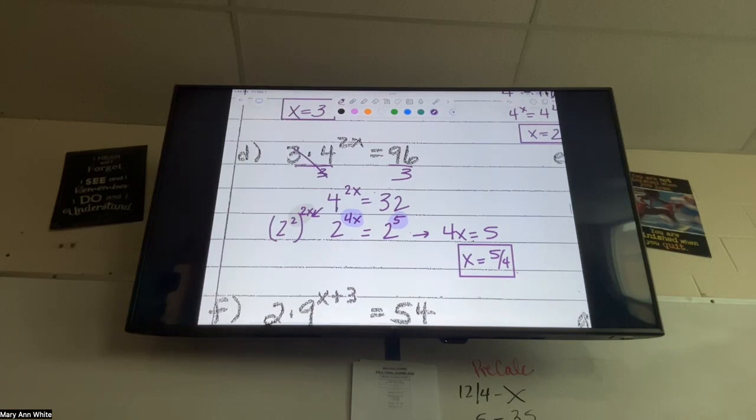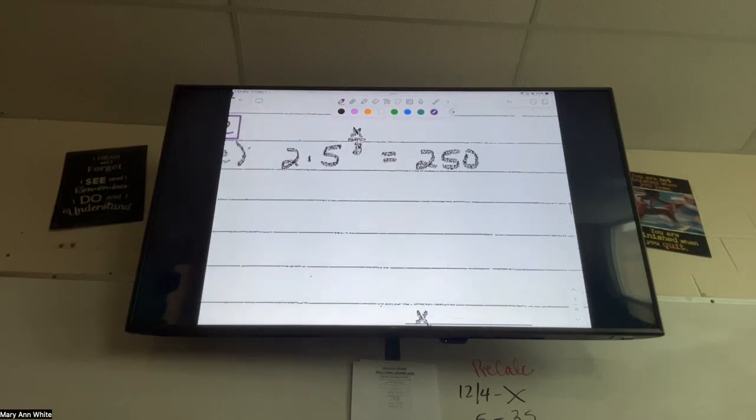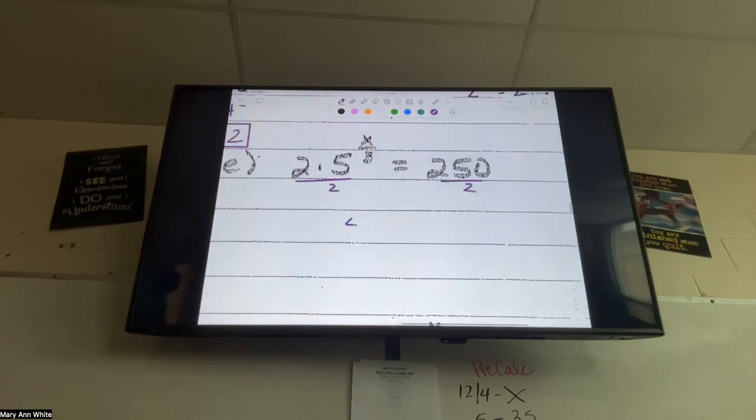Doing okay? All right, let's keep moving. Letter E, what do I do first? 5 raised to the x over 3 equals 125.